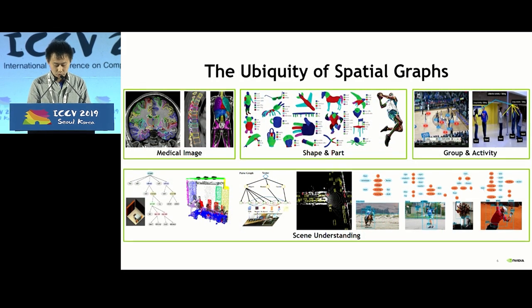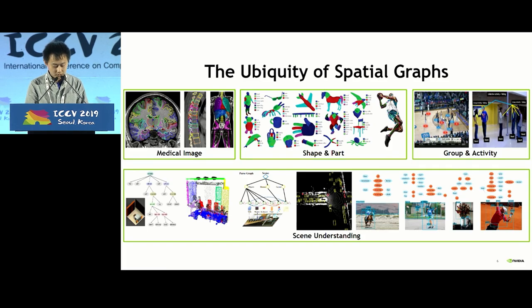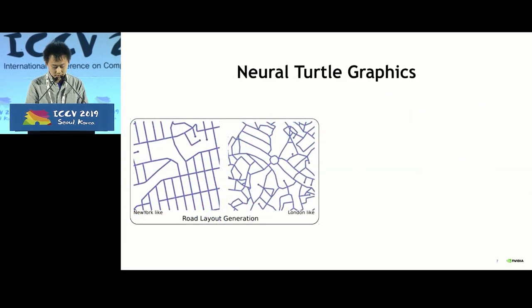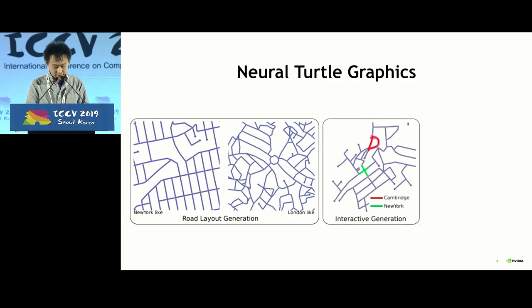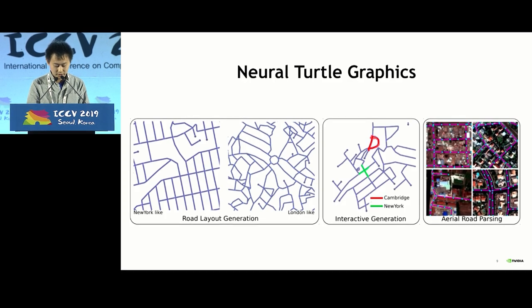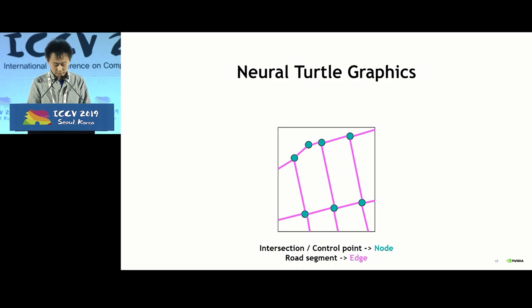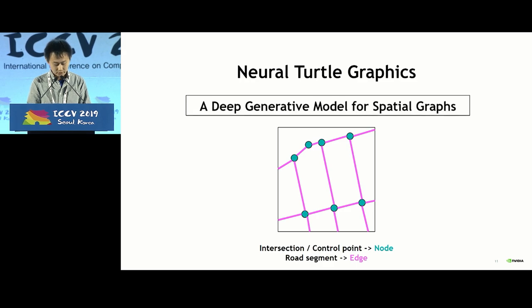On the other hand, spatial graphs are ubiquitous in computer vision, from topological graphs in medical and shape analysis to social graphs of group activities to 2D and 3D scene graphs. So here, we propose Neural Turtle Graphics, which we use in generating cities conditioned on city name, interactive generation, where users provide sketches of road shape primitives, as well as applying the generative prior to better parse roads from aerial images. We are interested in roads because they are large-scale spatial graphs where control points and roads form the nodes and edges. And therefore, Neural Turtle Graphics is a deep generative model for spatial graphs.